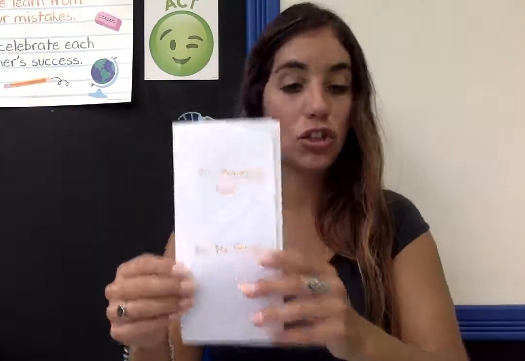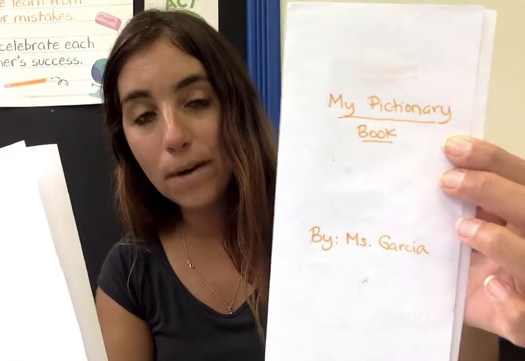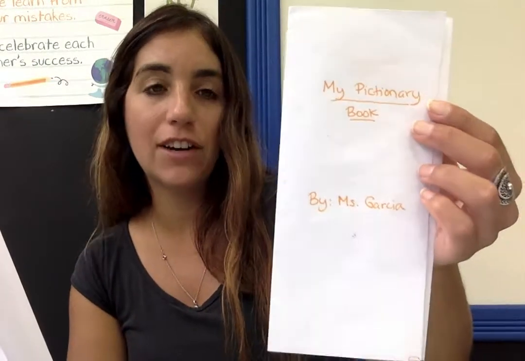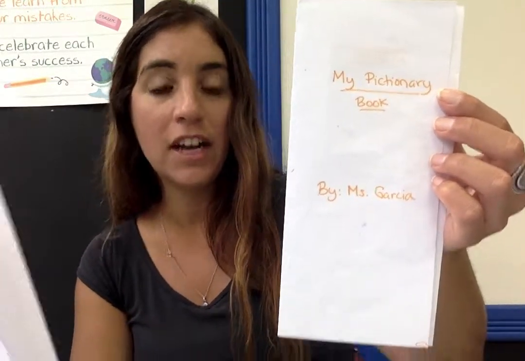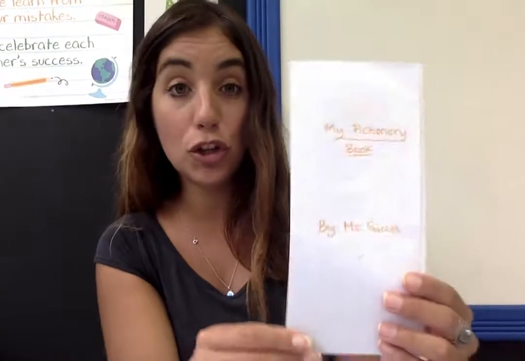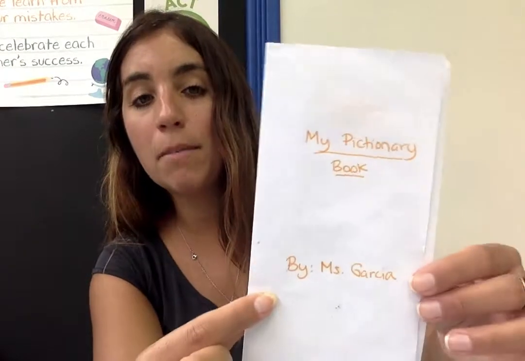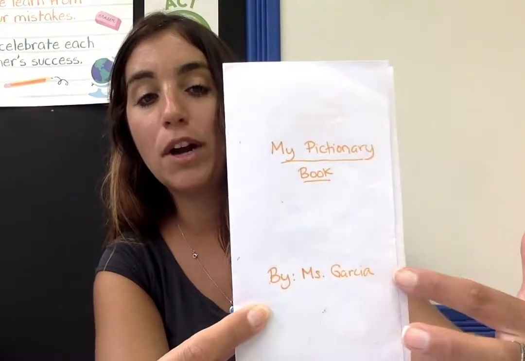The first thing that you need to do is get your folded piece of paper, which will already be folded for you, and it's going to look like this. On the first page, the cover page, you will put My Pictionary Book. It's almost like the word dictionary, but with a P for Pictionary. You see that it says by. I'm the author of this Pictionary book, but you are going to be the author of your Pictionary book. So you want to put your name here. You're going to put by, and then write your name.